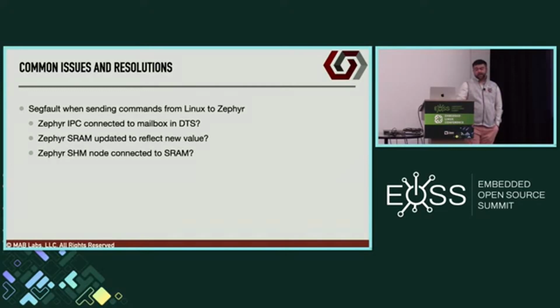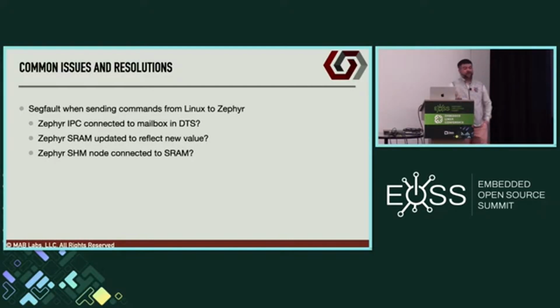One is, is your IPC connected to the mailbox in your DTS? Sometimes that's not necessarily a seg fault, it's just that nothing happens. Like, I have a breakpoint where I have a callback set for when I get the message, but it never triggers. Well, do you have your mailbox set up to Zephyr IPC, to make sure that communication is being received on the Zephyr side?